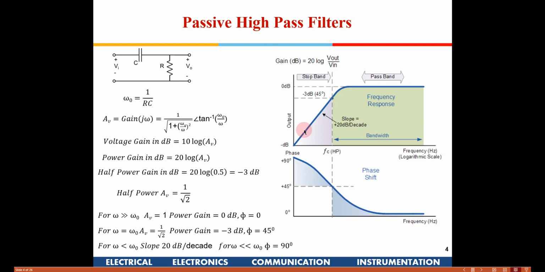Okay, Aditya? Yes, sir. Okay. So this is known as the slope, the slope at which the gain attenuates. So these are the three conditions.